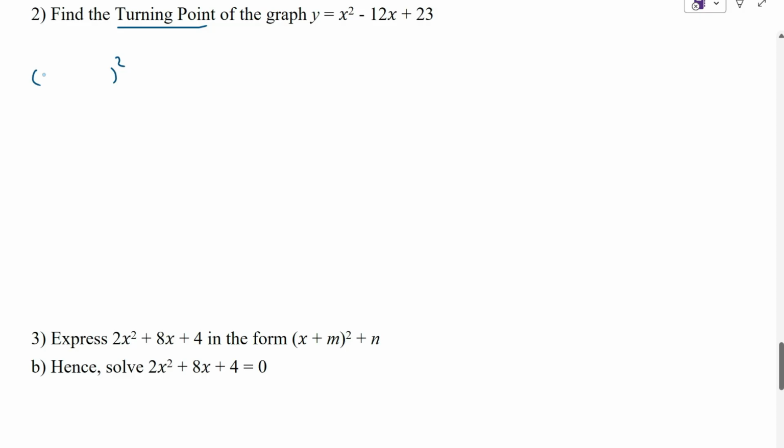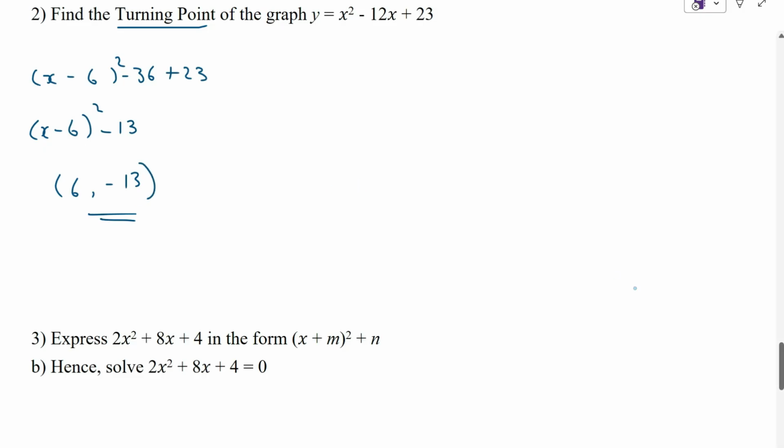Open square bracket, x minus half b, which is 6, and we're going to minus b squared, so minus 36, and then plus 23 on the end, which gives us a final answer of x minus 6 squared minus 13. So our turning point of this graph will be 6, minus 13.